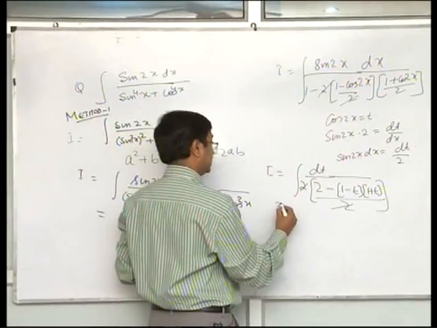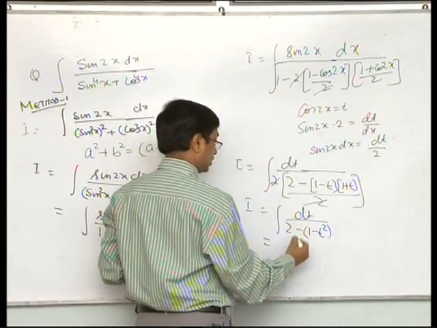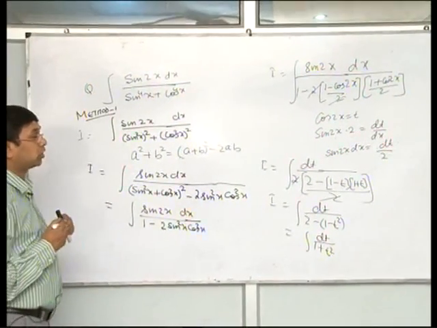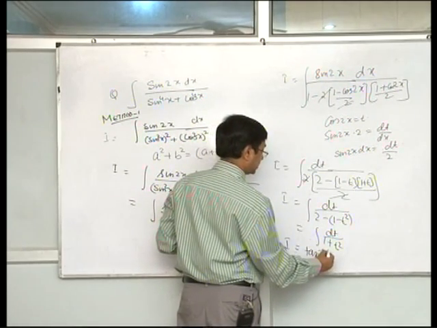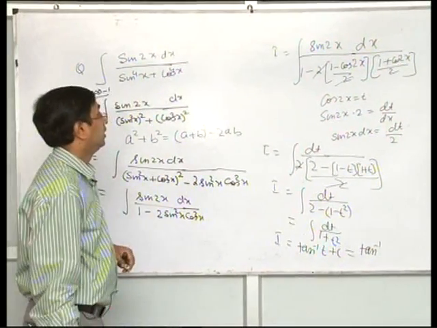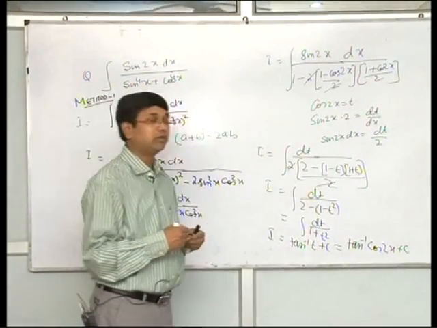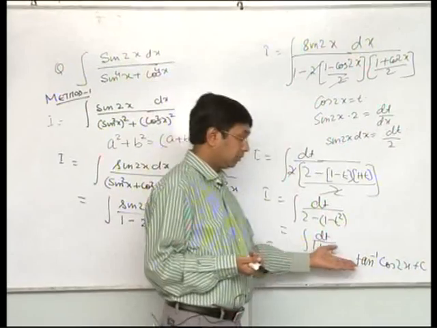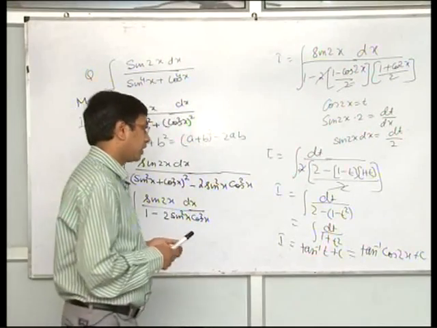So what we are left with is I equal to dt upon 2 minus (1 minus t square), that is 1 plus t square. So compared to the previous problem, you can see that it's a shorter one which is easily integrable, and I is nothing but tan inverse t plus c, and that is tan inverse cos 2x plus c. And you'll see different methods give you different answers. In integration, depending on the methods which you apply, you get the answer. And especially in trigonometric functions, since there is a lot of simplification involved, you can definitely get different answers.